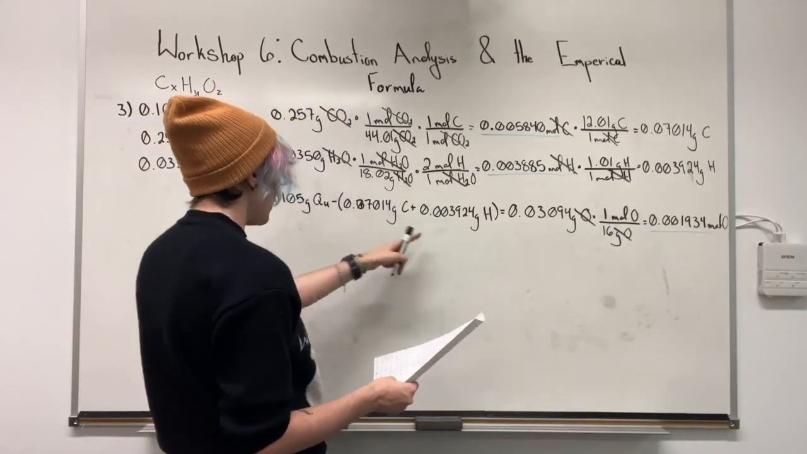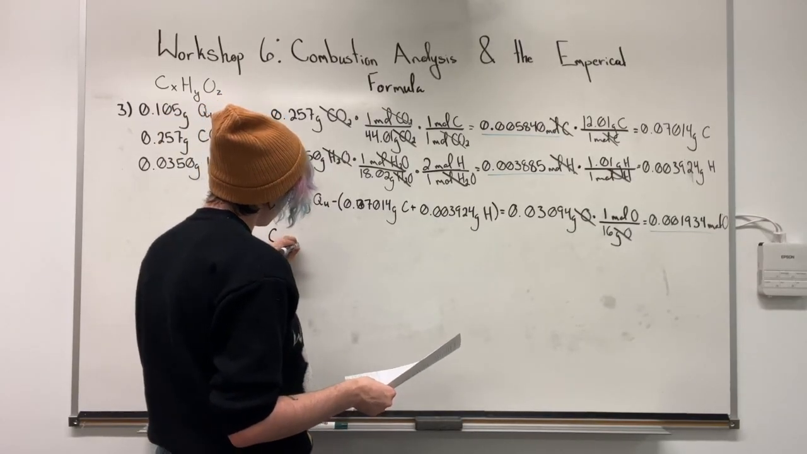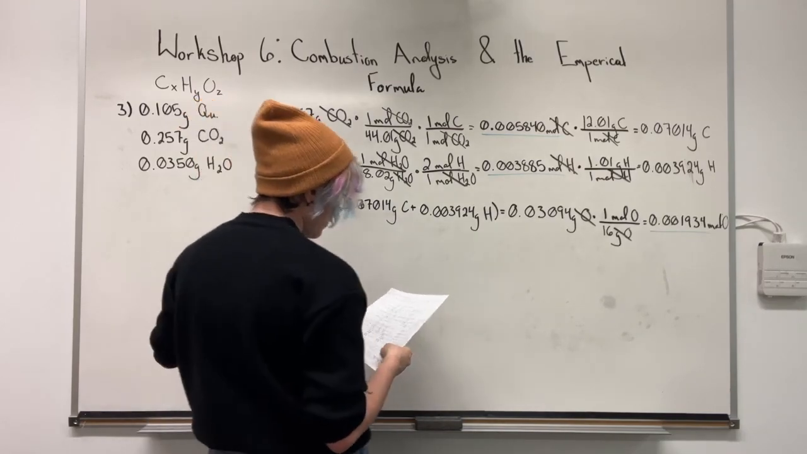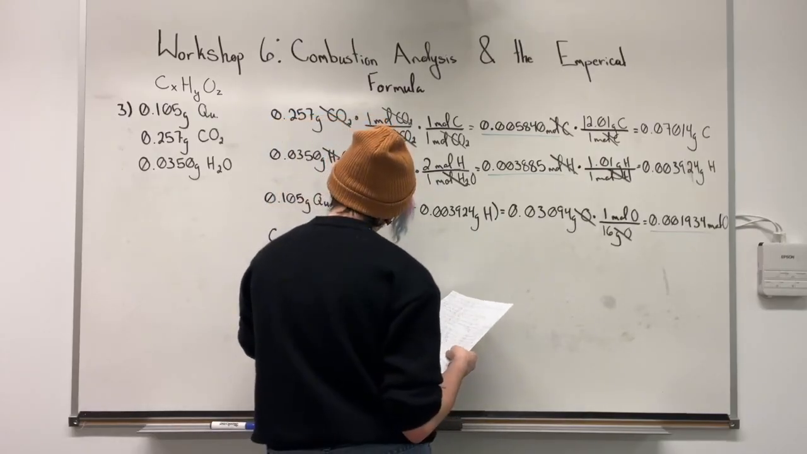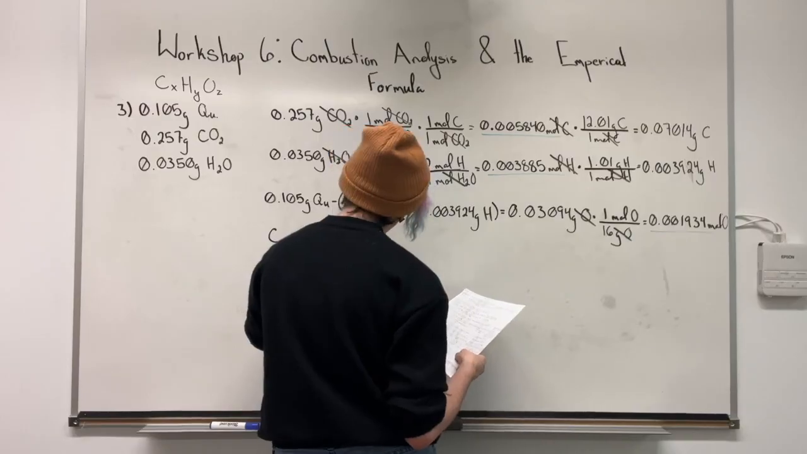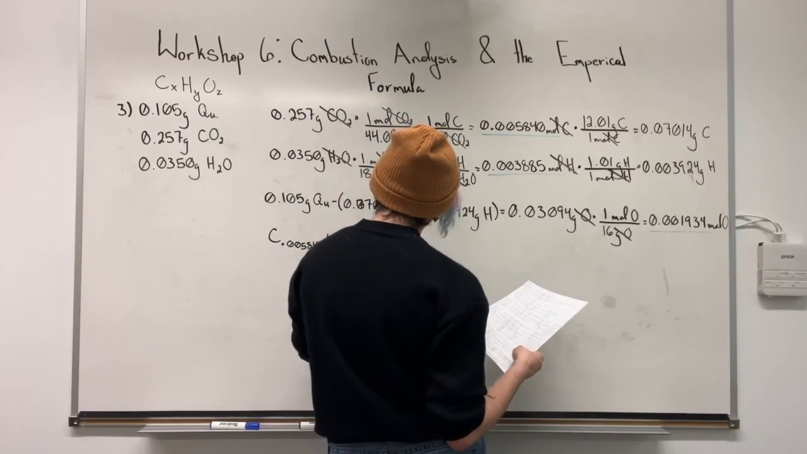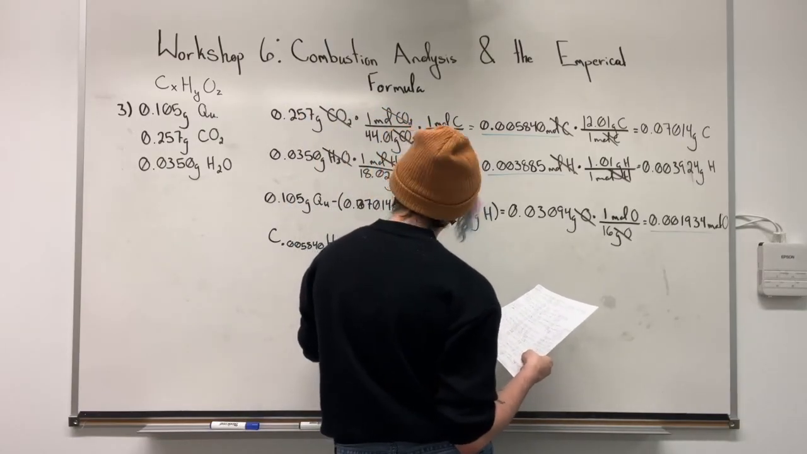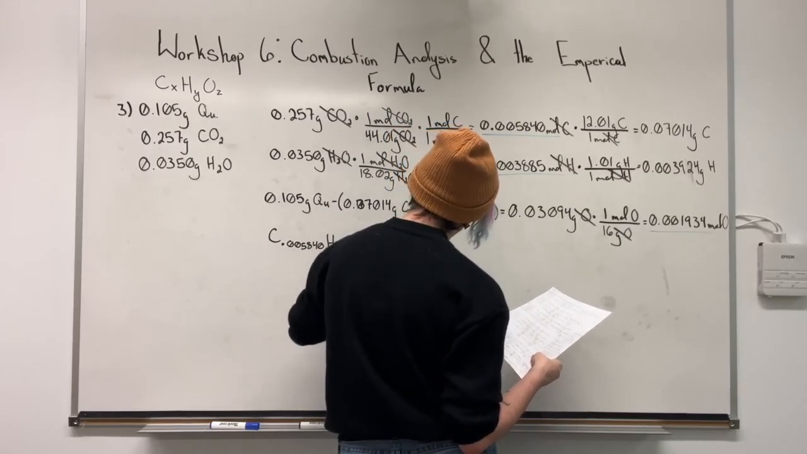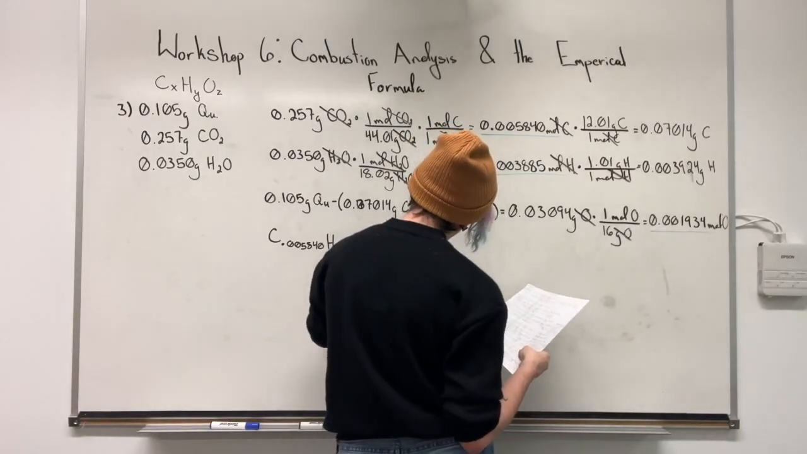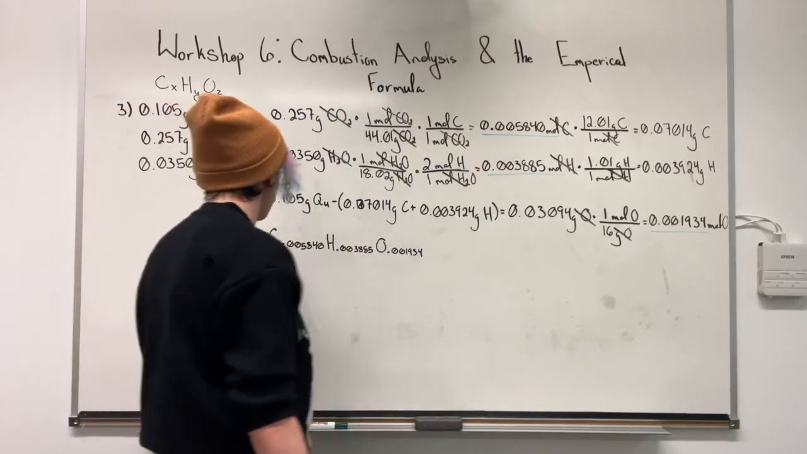But now we have all our molar values, so we can make our pseudo formula. So C 0.005840, H 0.003885, O 0.001934. We have our pseudo formula. We're going to divide all of these by the smallest value. In this case, it's oxygens.